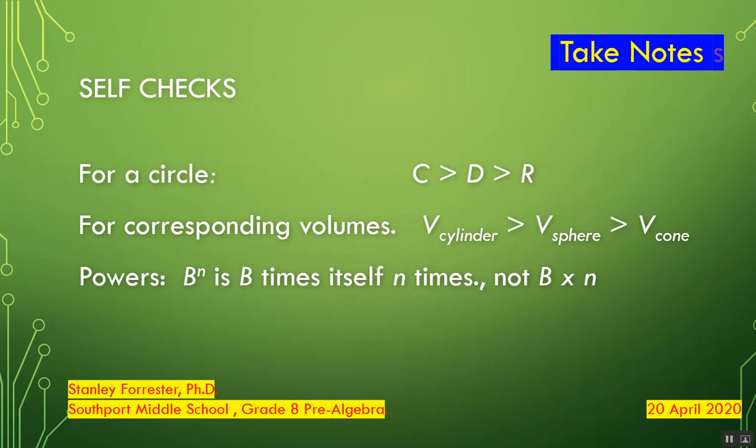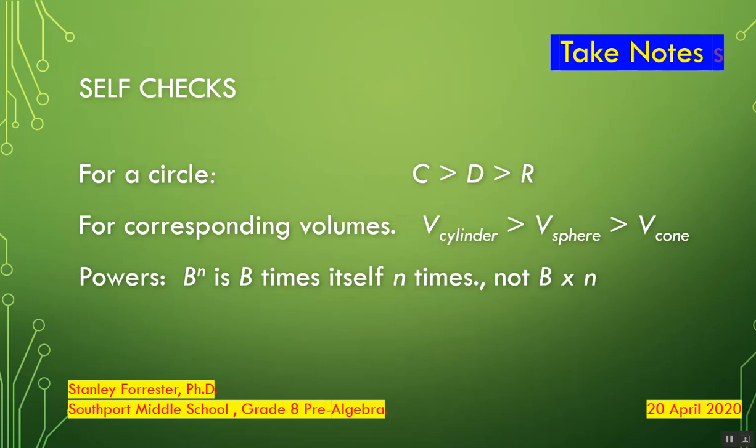Corresponding volumes. For a cylinder of some base and height, a sphere with that same height and that same circular base through its equator is going to have a smaller volume. That sphere is going to fit inside that cylinder. And the smallest of all is going to be the volume of a cone of the same base and height. So if you calculate the volume of the cylinder and it happens to be smaller than the volume of the cone, you know something went wrong.